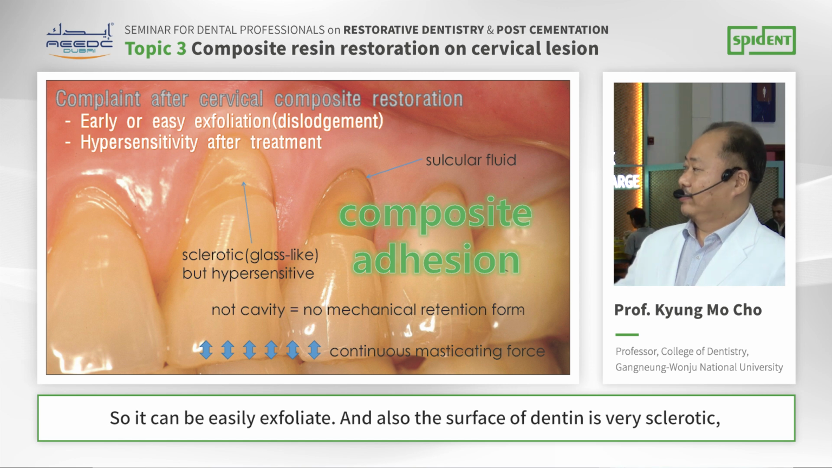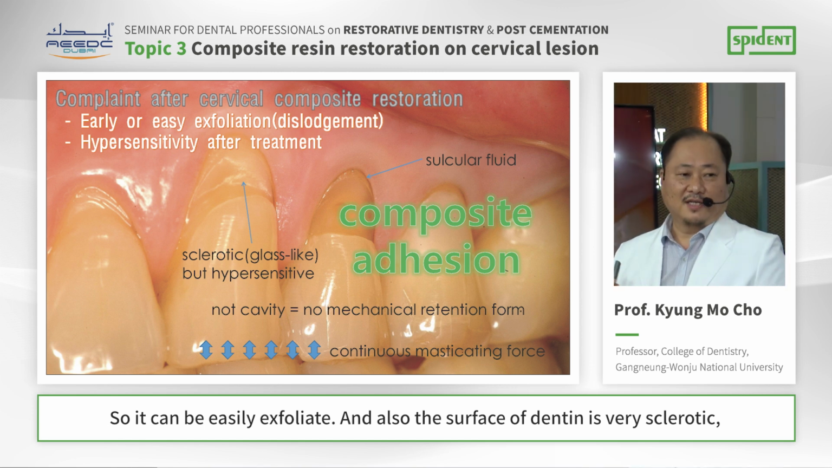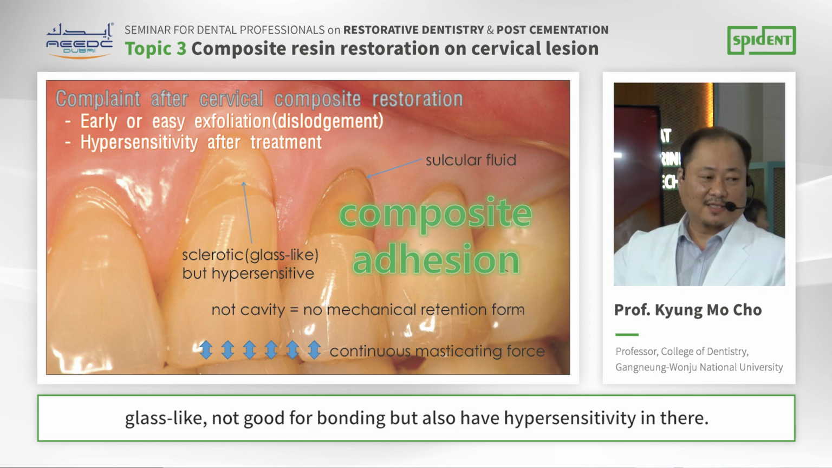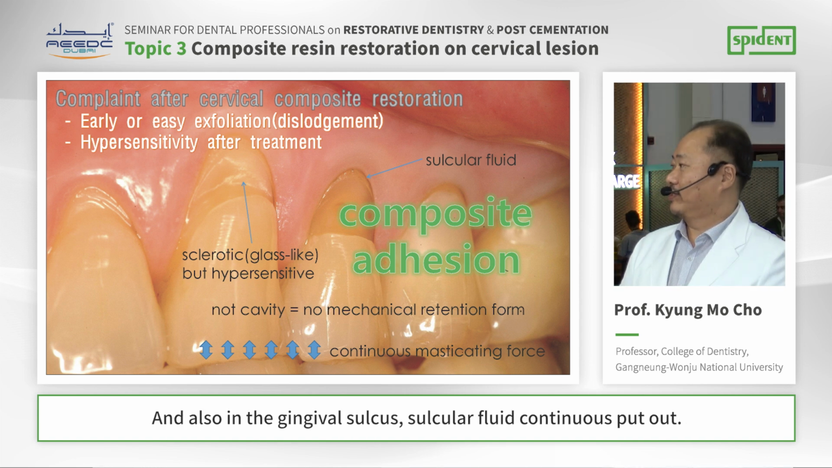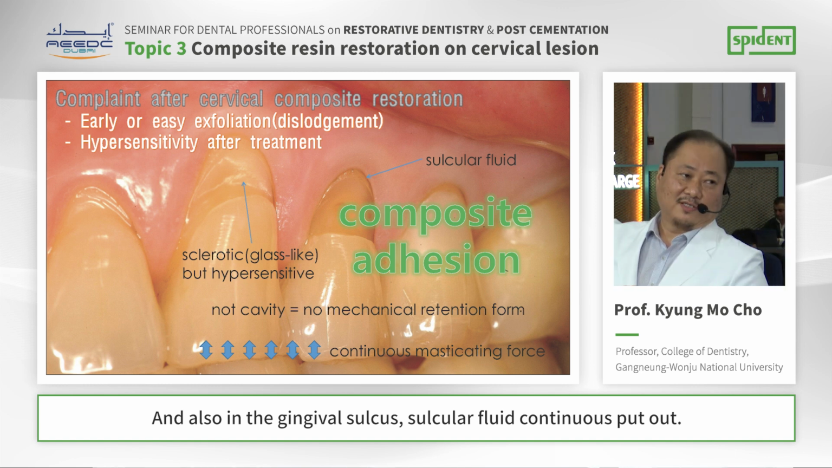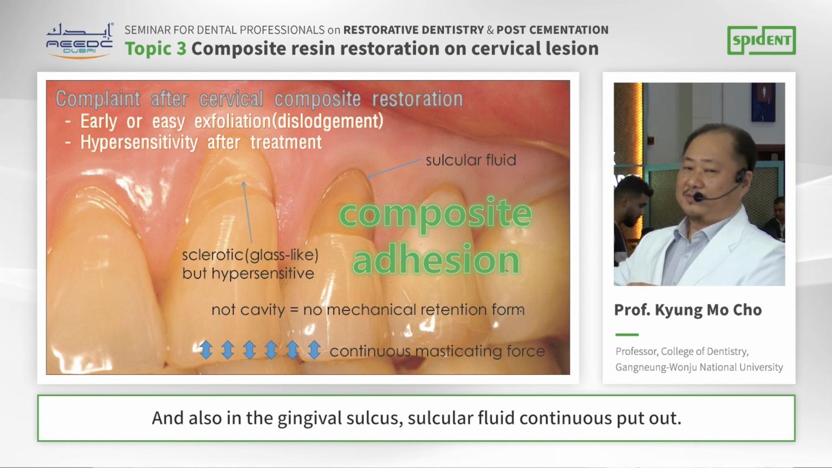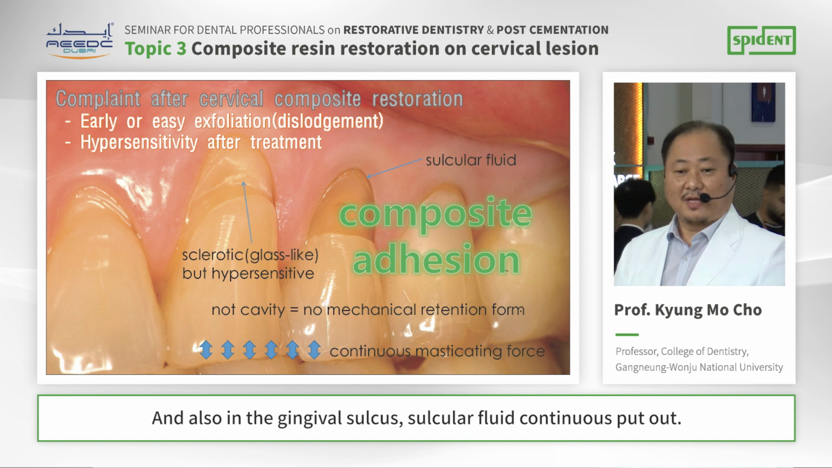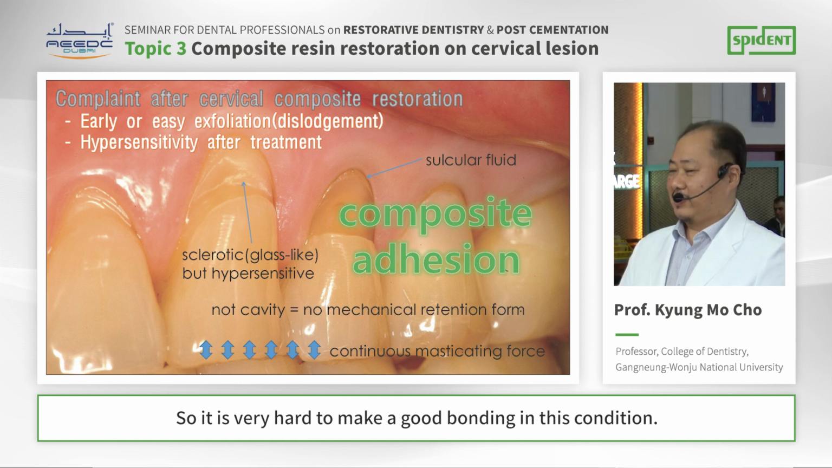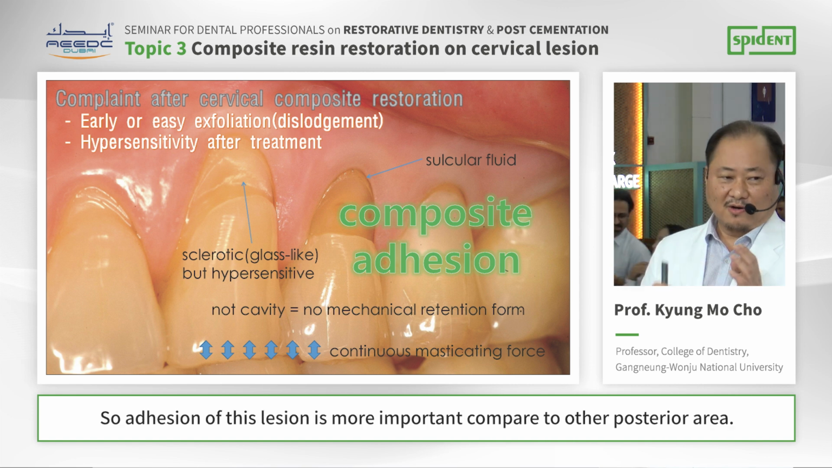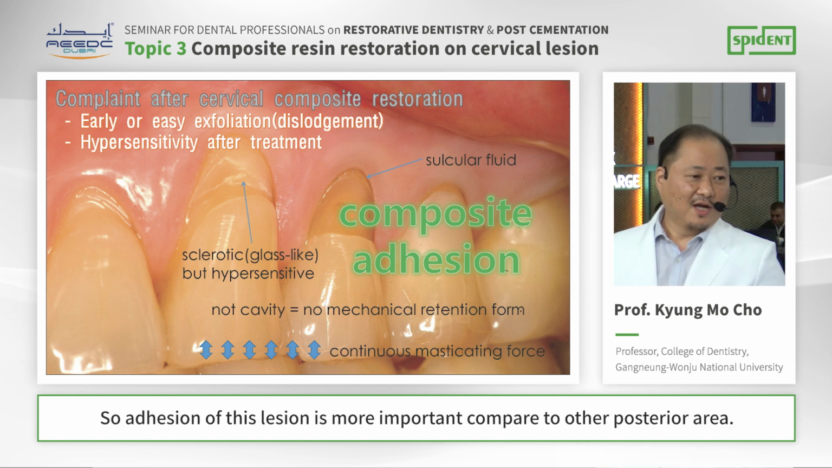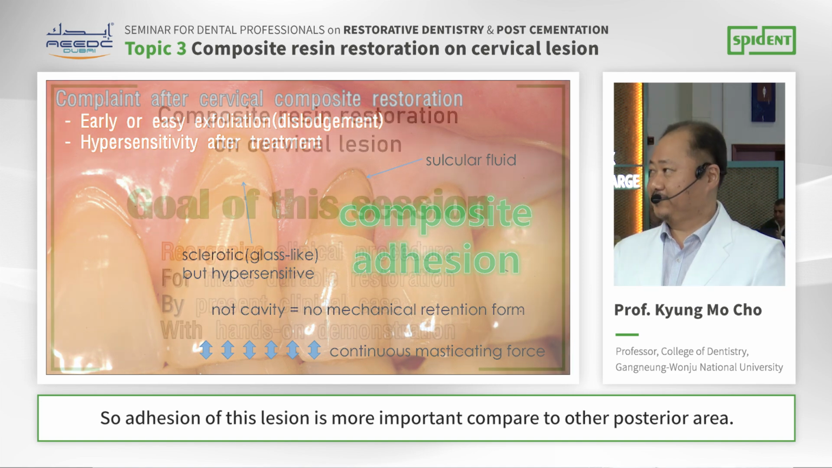And also the surface of the dentin is very sclerotic, it's glass-like. It's not good for bonding, and it also has hypersensitivity there. And also, in the gingival sulcus, crevicular fluid will continuously go out, so it's very hard to make a good bond in this condition. So the adhesion in this lesion is more important compared to other posterior areas.